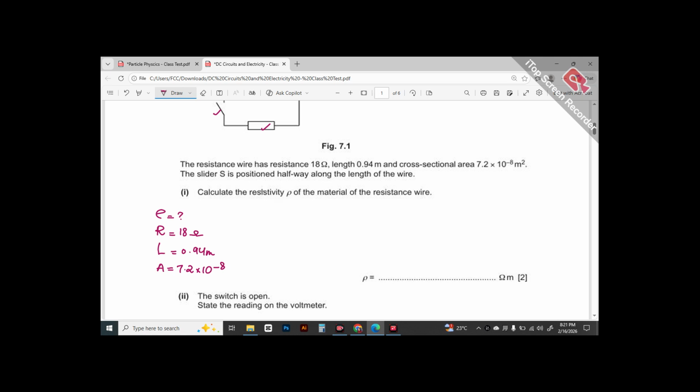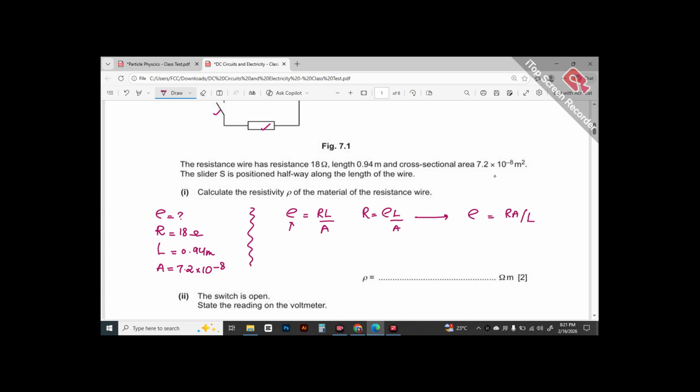Now you have to find resistivity. The very common mistake that you had made was, you were using the formula R = L over A, which was not the case. The actual formula was R = ρL over A, which you had to rewrite to make resistivity the subject of your equation. That is what you had to write.